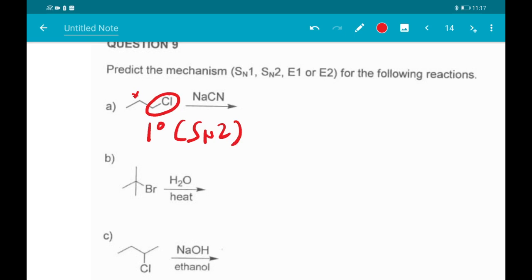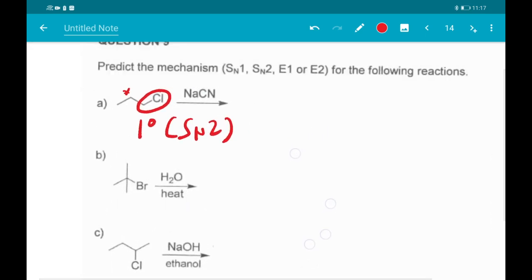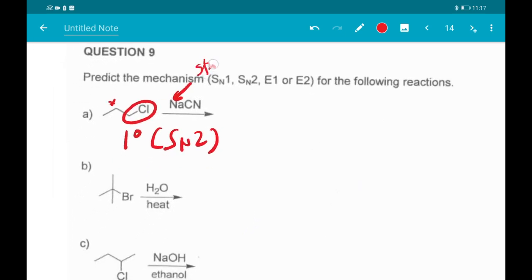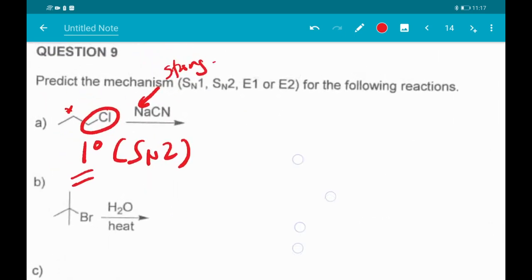However, let's check with the nucleophile that we are using. In this case, we are using NaCN. We're going to consider this a strong one because Na belongs to the first group, which consists of the metal group. So by having this attached to CN, this will be a strong nucleophile. The combination of primary together with a strong nucleophile clearly supports an SN2 reaction.